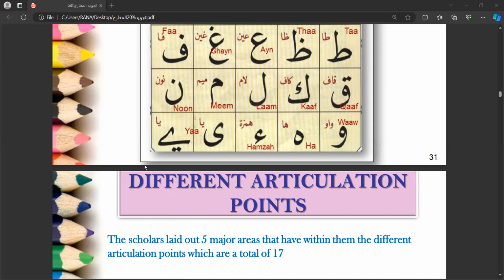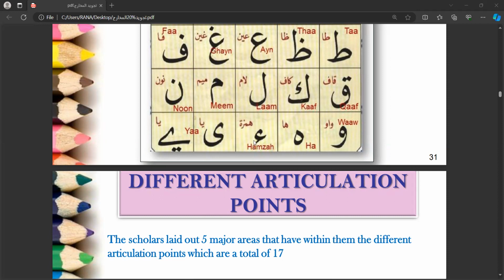And the Arabic word is مخرج. It's a single word. And the plural word is مخارج. So مخارج means articulation points. And it's so important to know the مخارج of the Arabic letters because when you know these مخارج, you're pronouncing the letters correctly, inshallah.